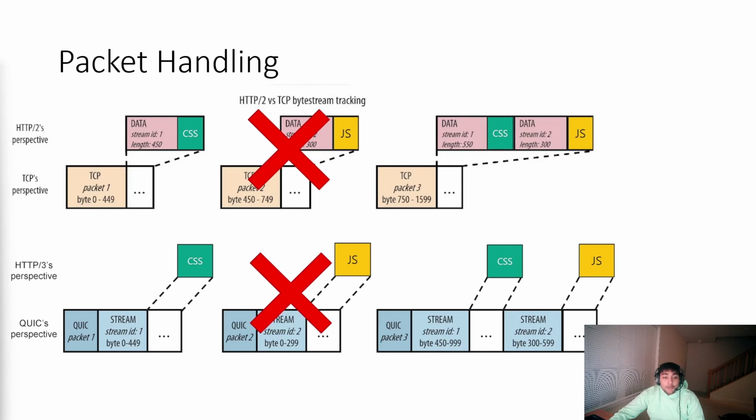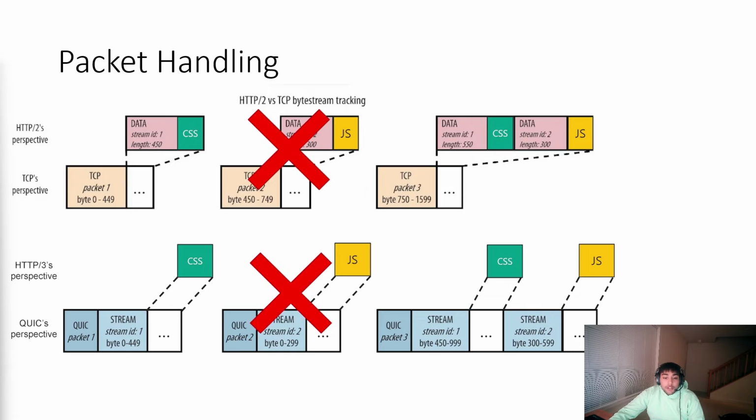QUIC has actual proper packet numbers, packet 1, 2, 3, not sequence numbers that are sometimes difficult to follow, especially on things like Wireshark. QUIC uses what are called stream frames, which are basically saying, okay, for this stream, we now have byte X to Y. So in this case, byte 0 to 449 for stream 1, and the next packet carries JavaScript that starts again, that is bytes 0 to 299.